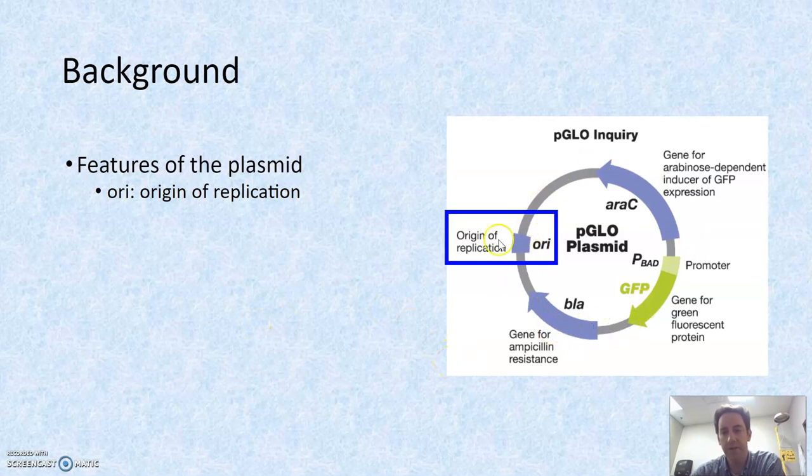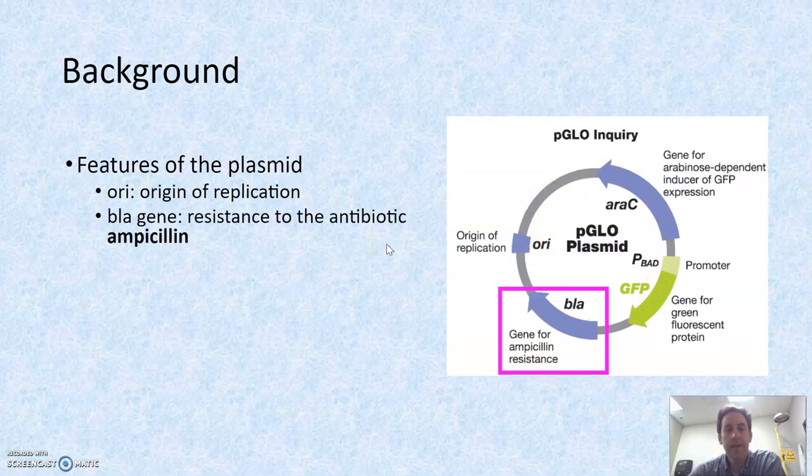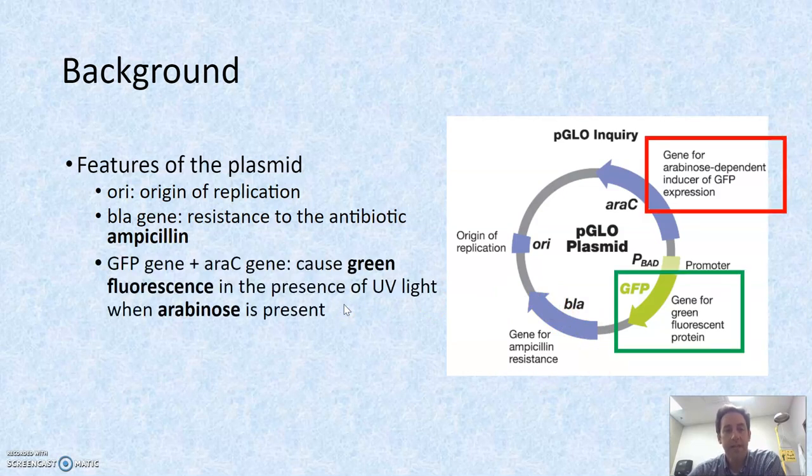Here's a little model of what it looks like. Some features. First of all, it has an origin of replication. Remember, DNA replication always begins at an origin of replication. So this is going to ensure that the plasmid is able to be copied as bacterial cells divide. Second, it's going to have a BLA gene. I like to call it the BLA gene. And this gene gives it resistance to an antibiotic called ampicillin. So antibiotics kill bacteria. So ampicillin is basically a drug that is used to kill bacteria. It's a medicine, actually. But this gene is going to make these bacterial cells resistant to that antibiotic so that it doesn't kill them. It also contains the GFP and ARA-C genes.